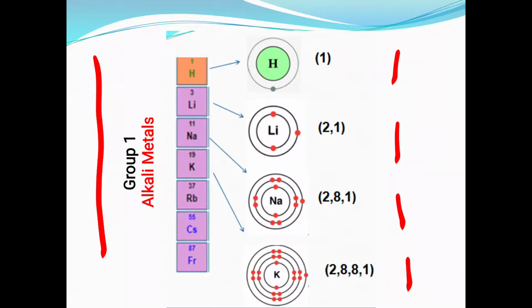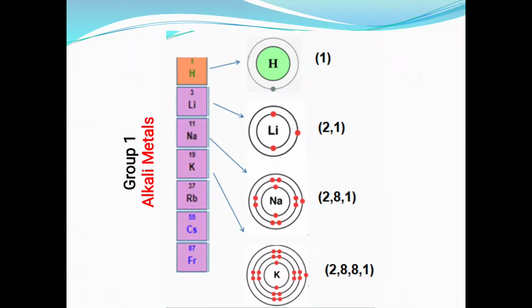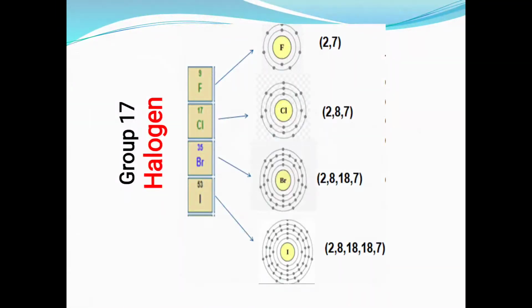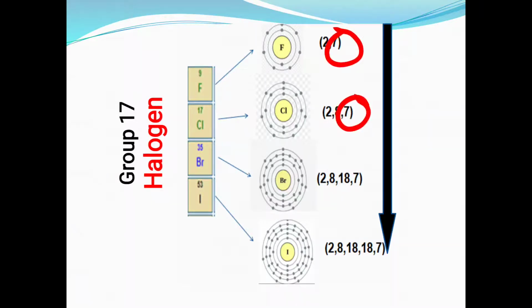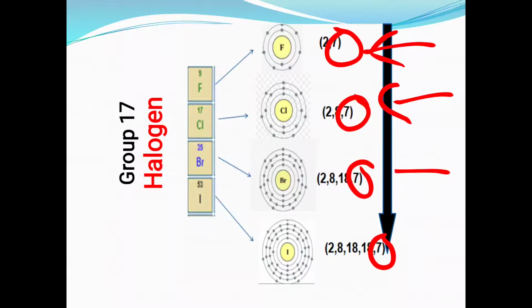Understand? So let's take one more example to get the concept clear. Here the group number 17, that is halogens. So these are the halogen elements. Here also if you go down in the group, you will find that they all have the 7 valence electrons in their outermost orbit, right. That means they will receive 1 electron to complete their octet, right.